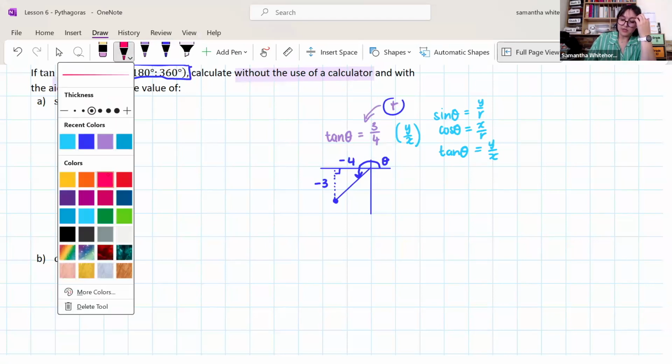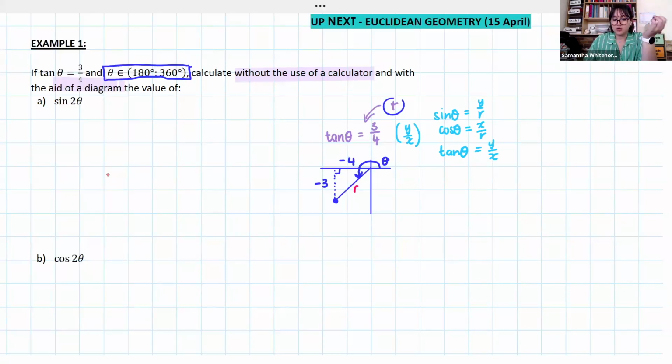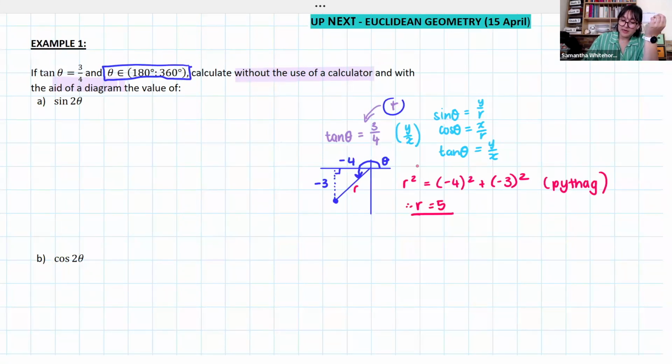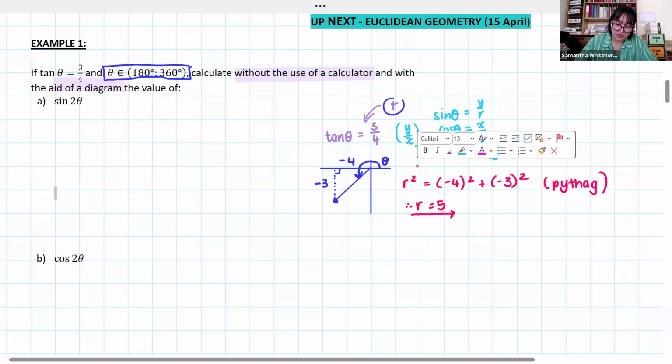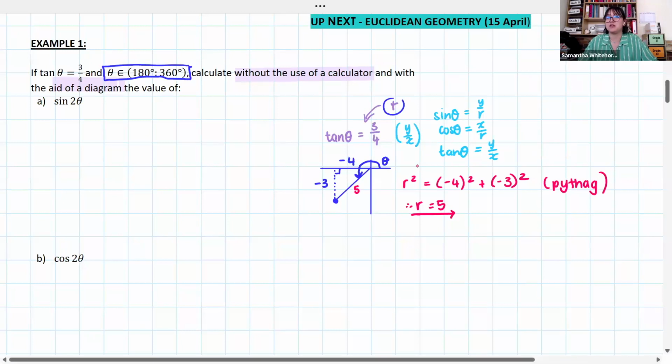Now it's very easy for me to go and work out my r value. It's a right angled triangle. I just use Pythagoras. So r squared is equal to 4 squared, or negative 4 squared, it honestly makes no difference, plus negative 3 squared. This is all because of Pythag. And so your radius is 5. It is absolutely acceptable for you to just go straight to r equals 5 with Pythag as your reason. You don't have to show your working out. At this point, we kind of expect that you can do Pythag.